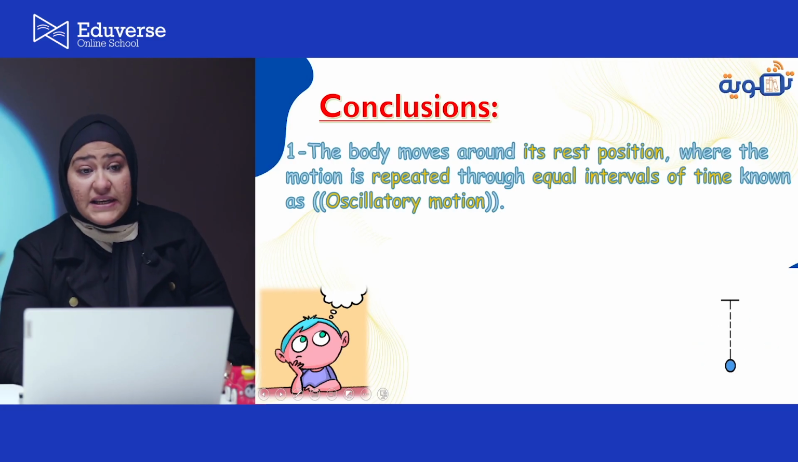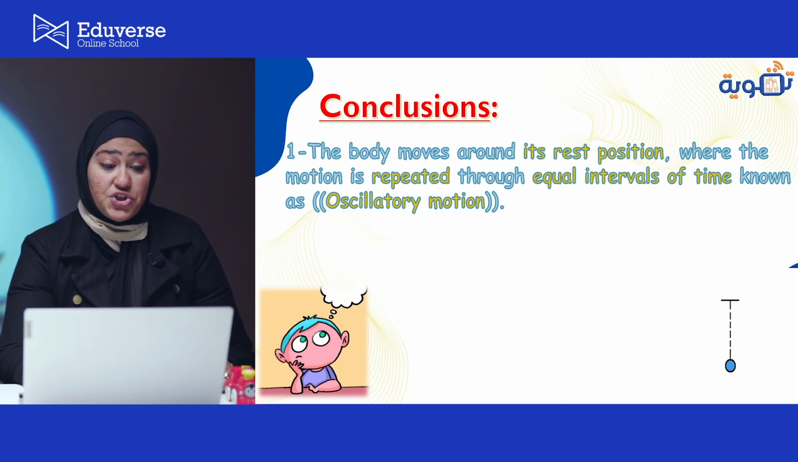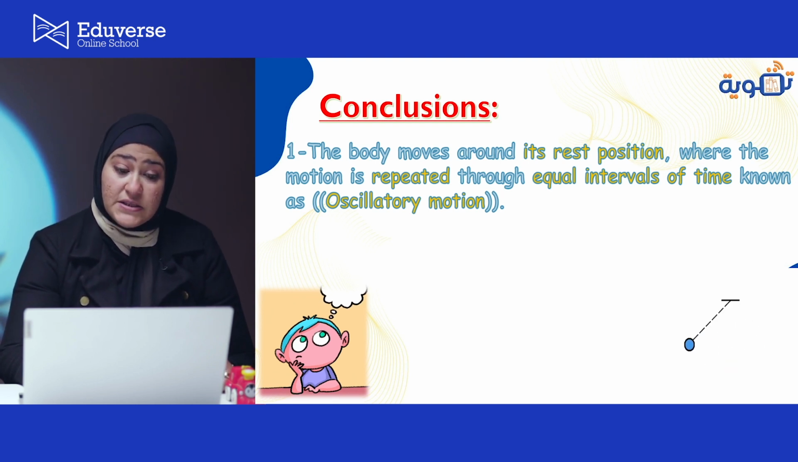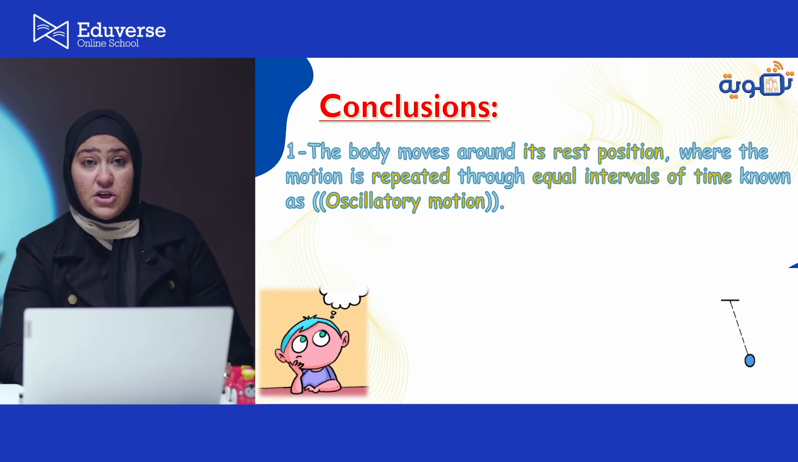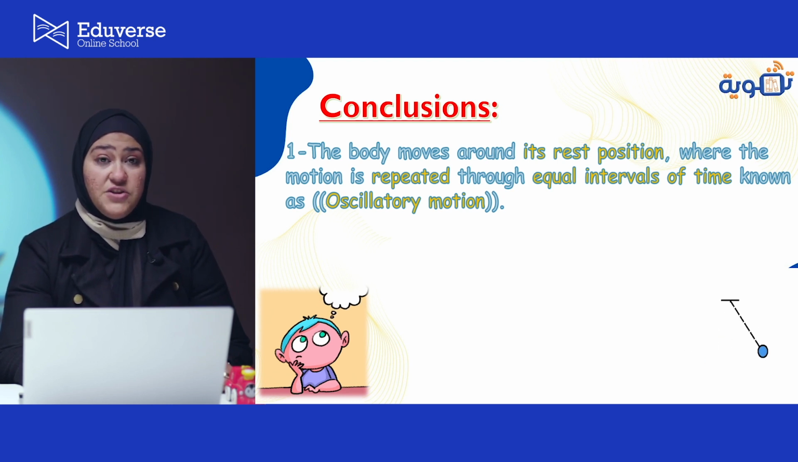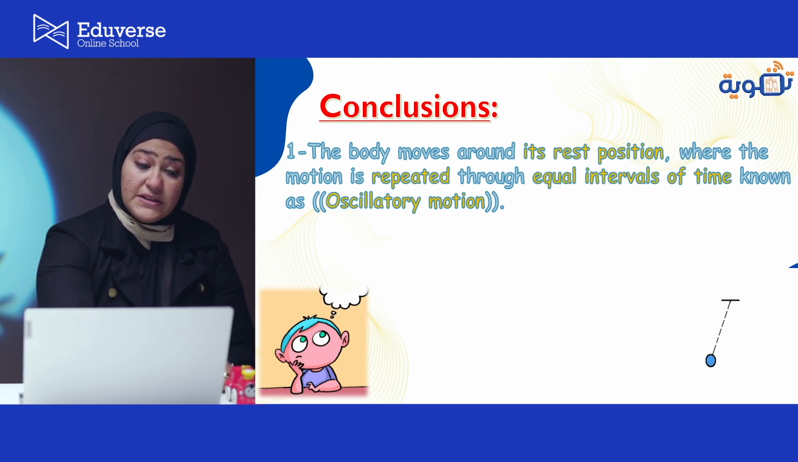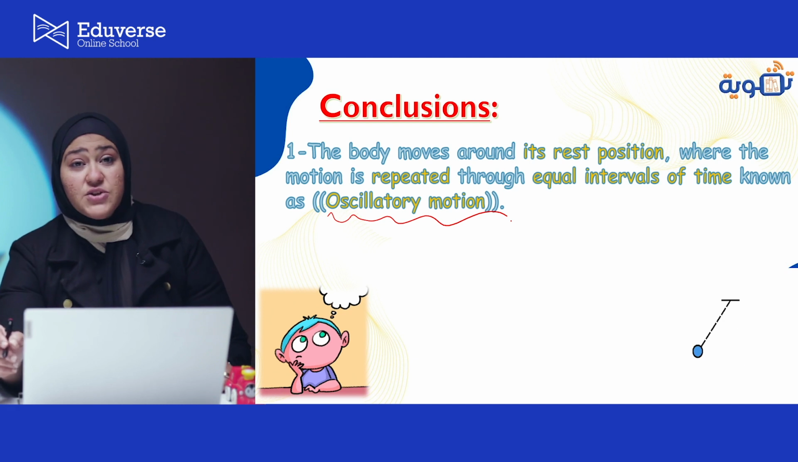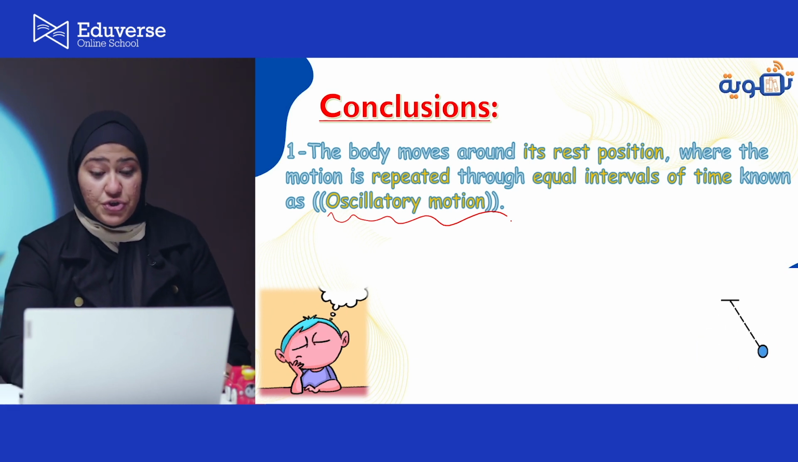And we conclude that the body moves around its rest position, where the motion is regularly repeated through equal time intervals. And this is called what? Yes, super. It's called oscillatory motion.